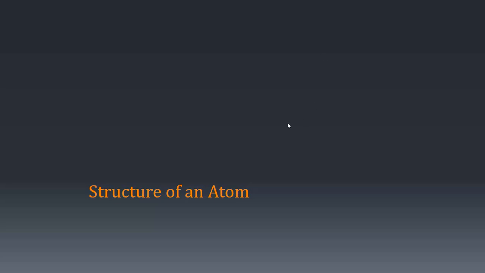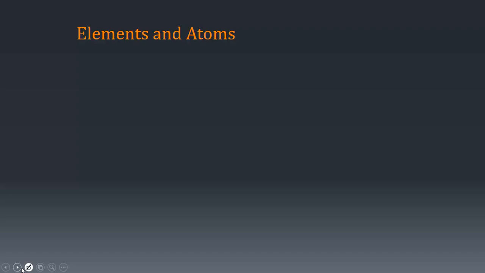In this lesson, we're going to take a look at the structure of an atom. We're going to see how it's put together, what it's made out of, and why it's true that when we divide an atom in half, we no longer have the same element. So let's start by looking at elements and atoms.